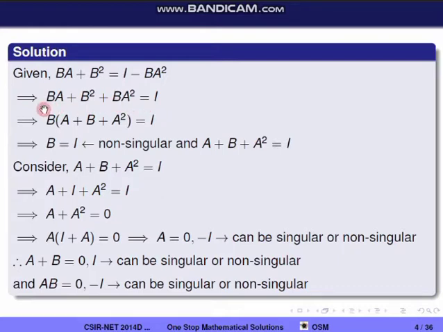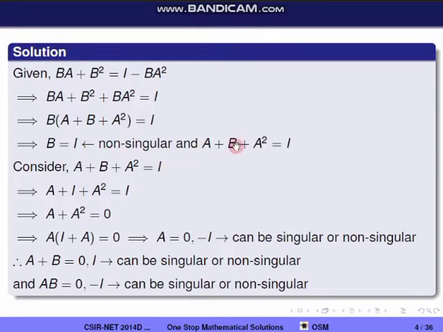On the left hand side we have B common, so I am taking it outside. This implies B into A plus B plus A square equal to I. So this equation implies B equal to I and A plus B plus A square equal to I. B equal to I means it is an identity matrix, so the determinant is equal to 1. We are getting a non-zero determinant. Therefore B is a non-singular matrix.